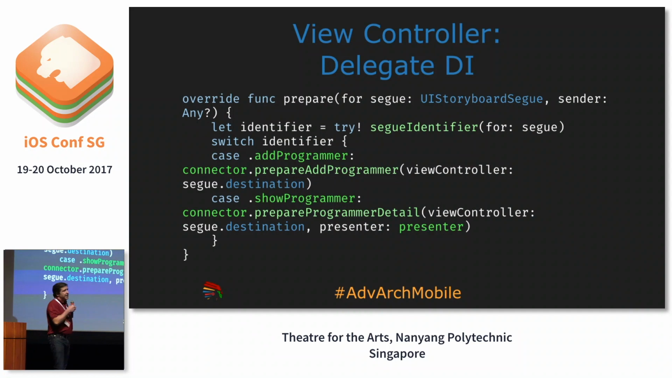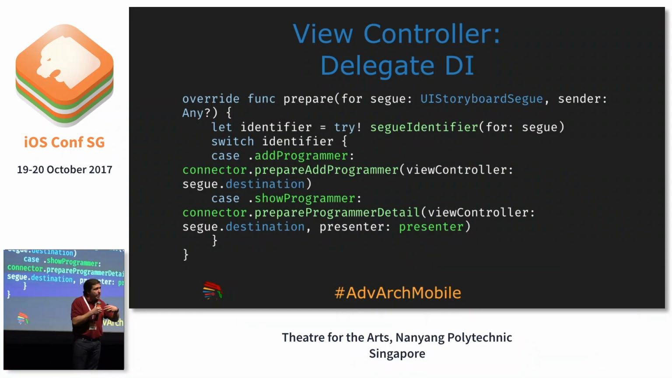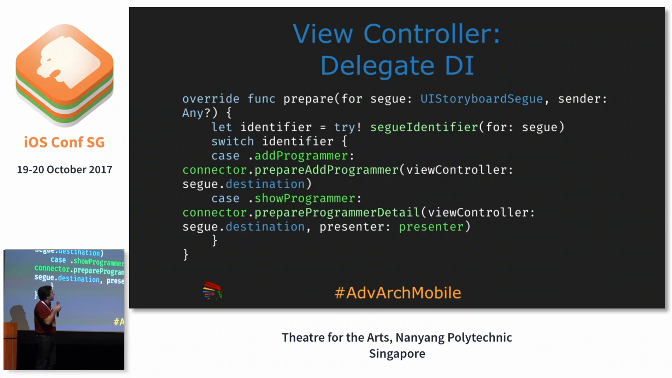Once we have this view controller created, we are invoked by the operating system again in the view controller, and prepare for segue is the method that is triggered in order to do that. And for each of the view controllers that we have here, so for the add parameter or for the show parameter, we tell the connector to prepare that view controller.